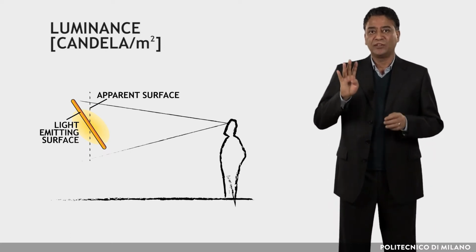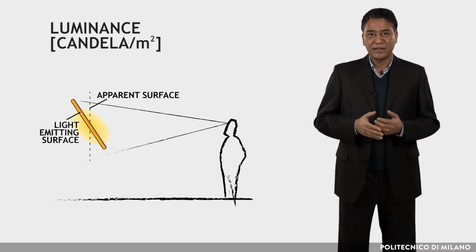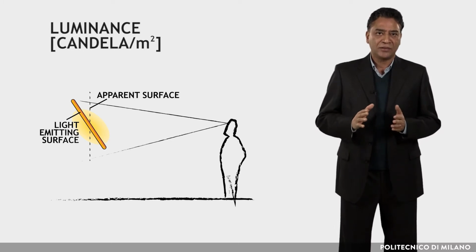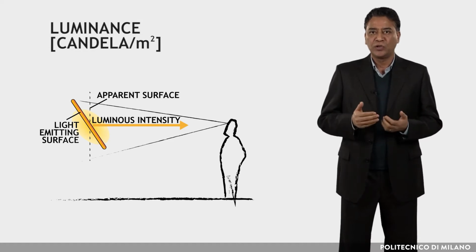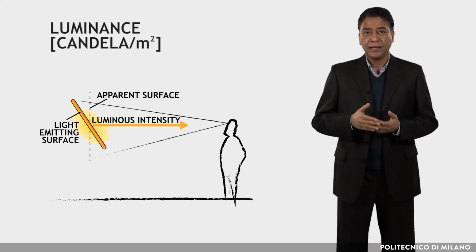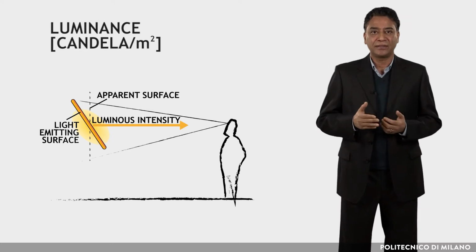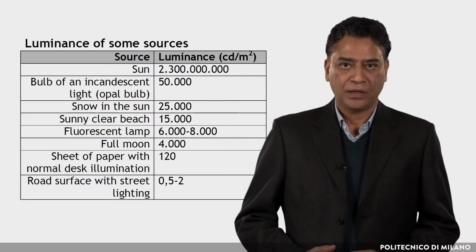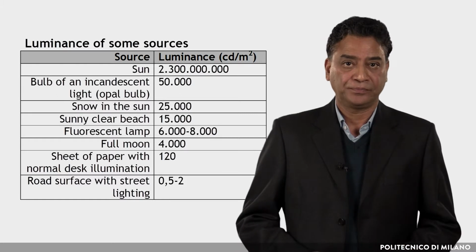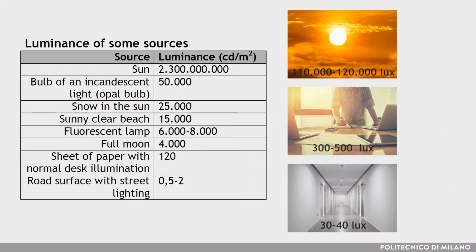The fourth one is luminance. The unit is candela per square meter. It is the ratio of the luminous intensity emitted by a surface in a given direction to the apparent area of the surface. That apparent area is the projection of the surface on a plane normal to the direction considered. Clearly, the luminance varies according to the source. Some examples are shown in the table. The illumination levels instead vary not only according to the source, but depend on many factors, including the surface itself.